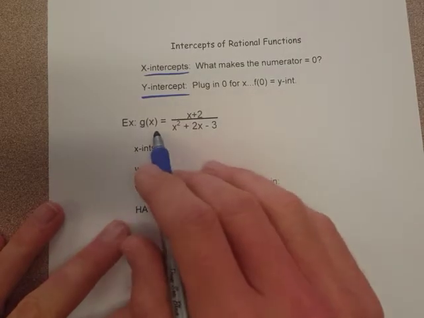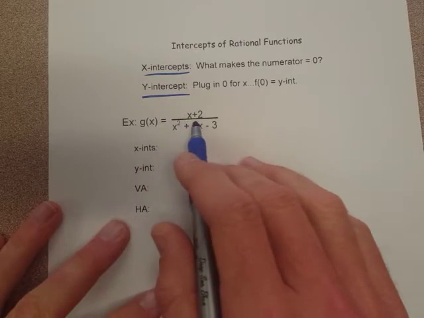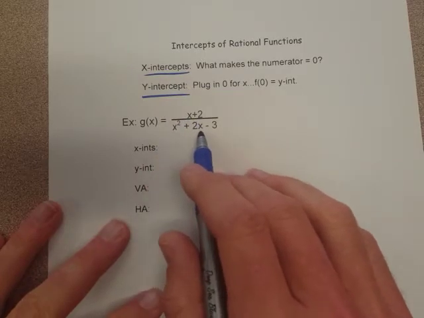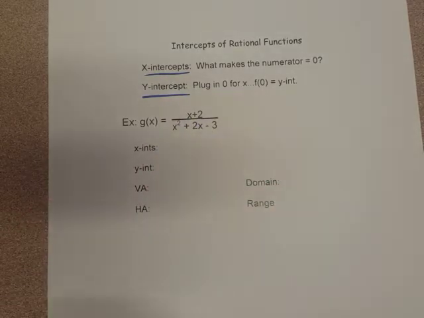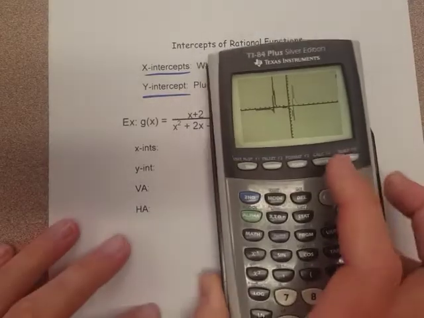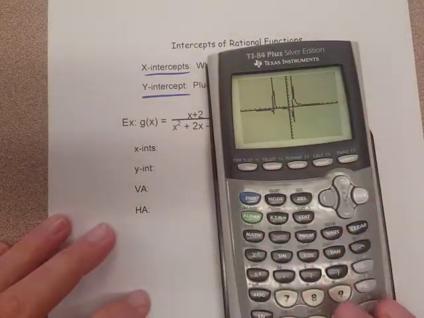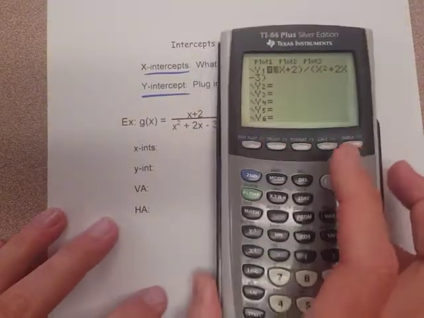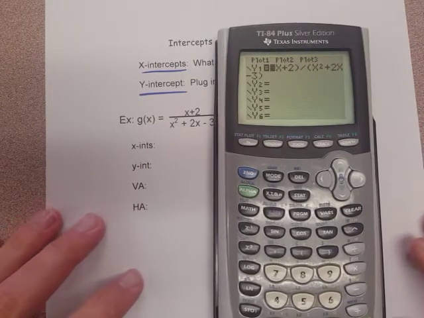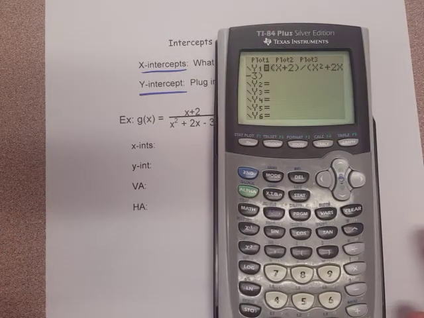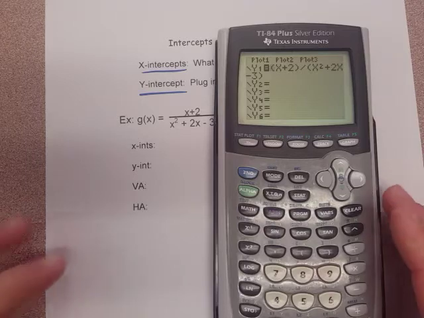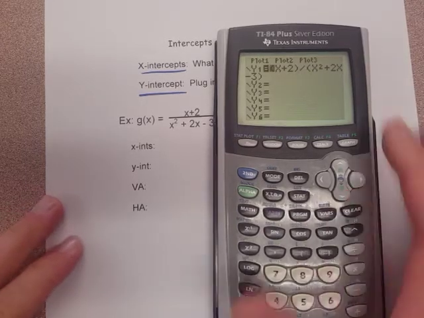We're going to start with this example of g of x equals (x plus 2) over (x squared plus 2x minus 3). Now I always kind of like to just start with the graph. So what I'm going to do right off the bat is I'm just going to put this in my graphing calculator, as you'll see right here. Make sure that you're using parentheses around the numerator and denominator, otherwise the calculator will interpret it differently. And so I'm going to graph that.